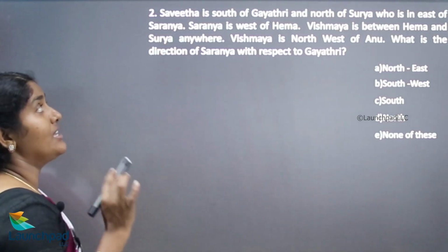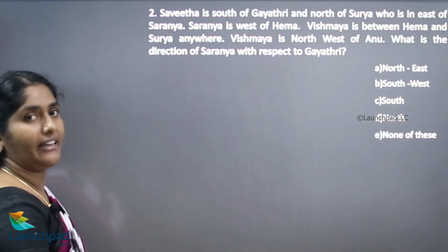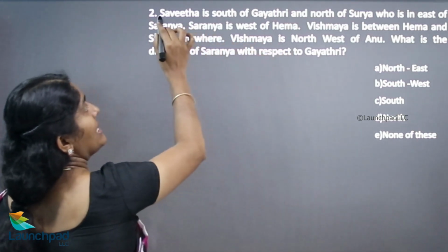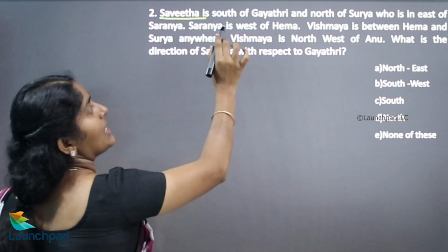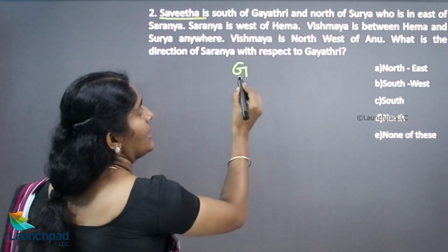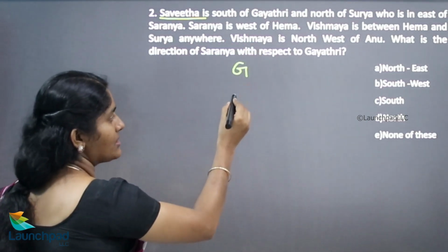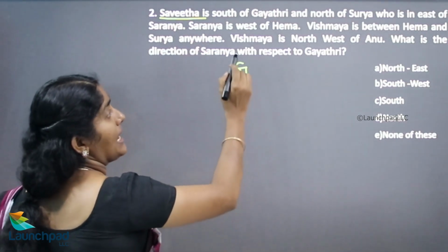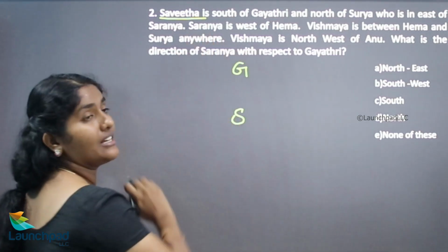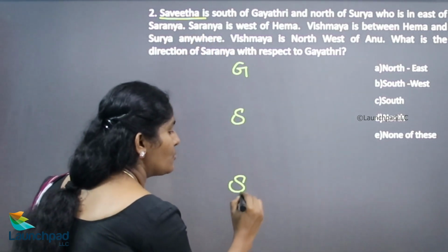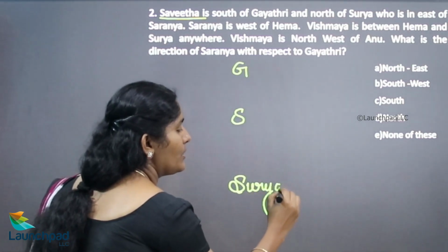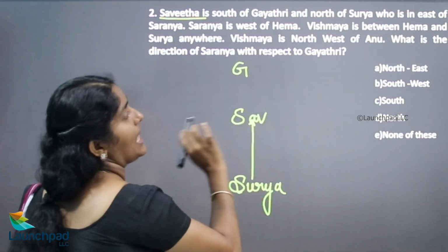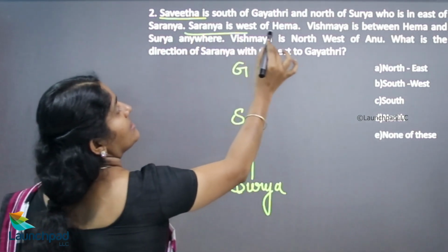Here the next question is: Savita is south of Gayatri and north of Surya. Both conditions go for only Savita. Savita is south of Gayatri. Gayatri is here. According to Gayatri, south direction is towards the downward direction, so Savita will be here. And according to Surya, Savita is north of Surya. So Surya will be here, because the upward direction is north. Savita is here.